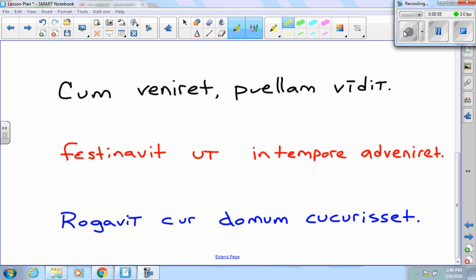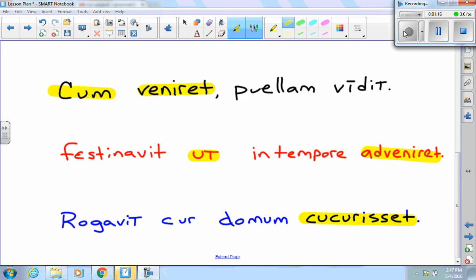When we're talking about cum clause, purpose clause, and indirect questions, they all have subjunctives. Each one of these has a subjunctive. A cum clause is introduced by the word cum, plus a subjunctive. The ut clause is going to be introduced by ut. That's a purpose clause. He hurried so that he could arrive on time.